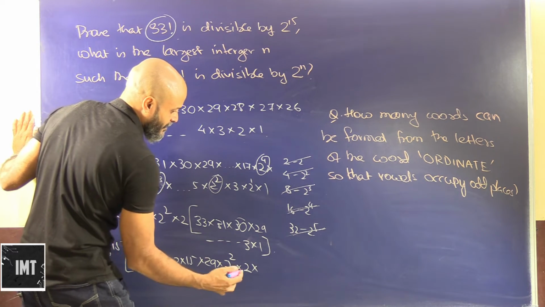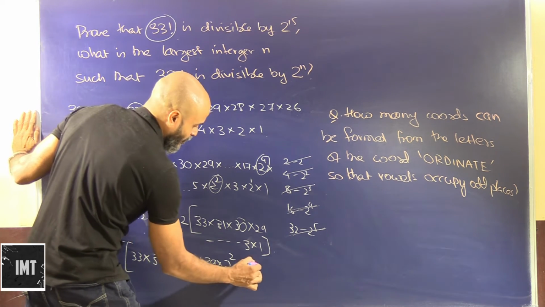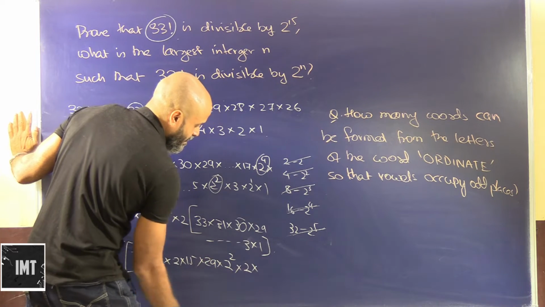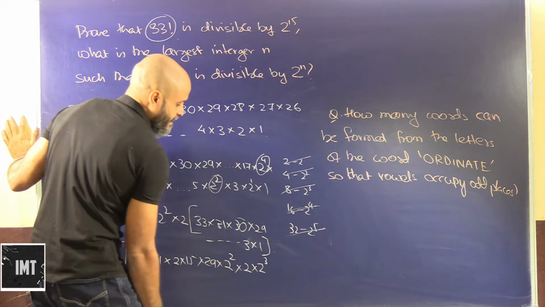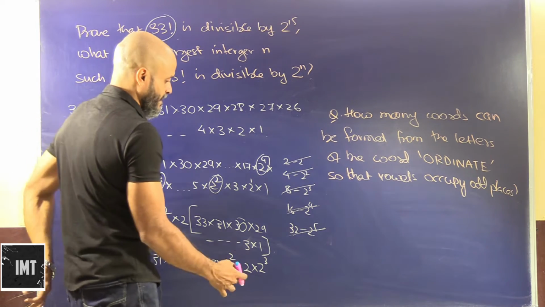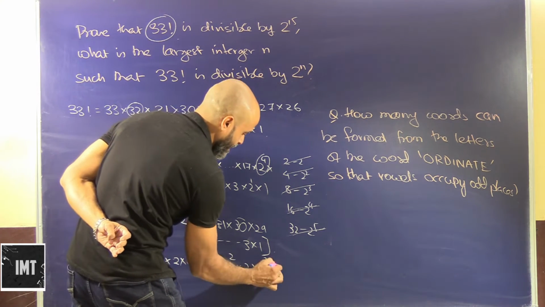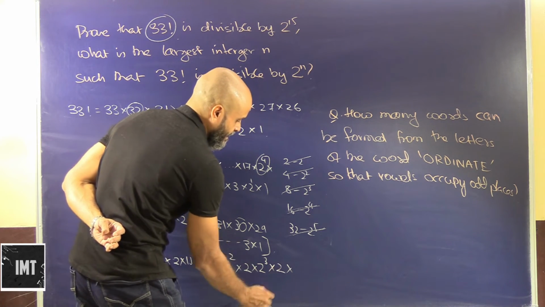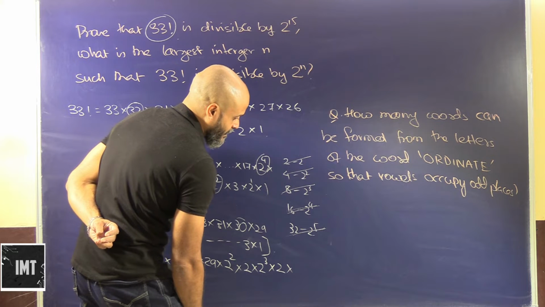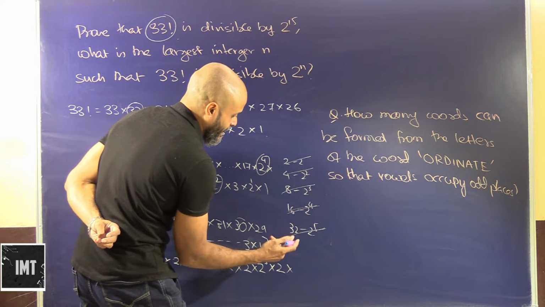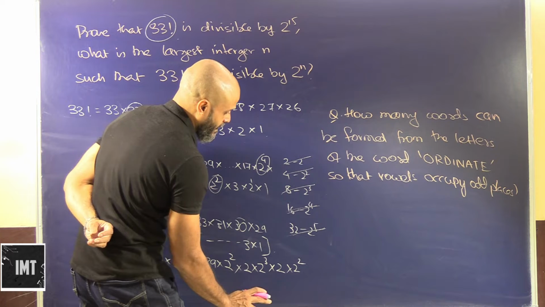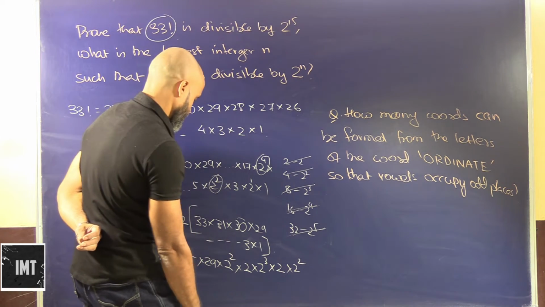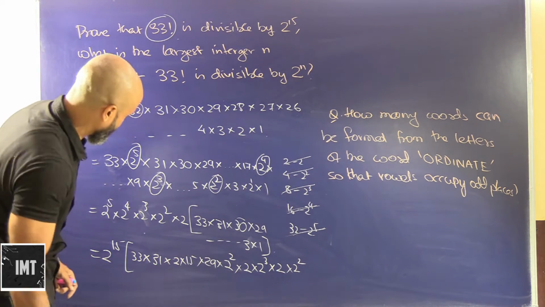For 25 we cannot take out any. For 24, 8 3s are 24, so we can take out 2 cube. Then for 23 we cannot take out anything. 22 we can take out 1, 2. Then 21 we cannot take out anything. 20 we can take 4. So these are basically what we are doing here.